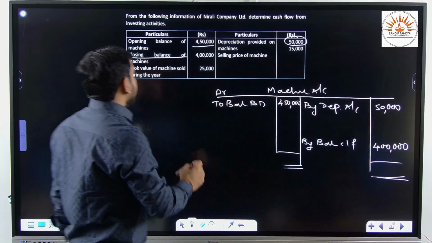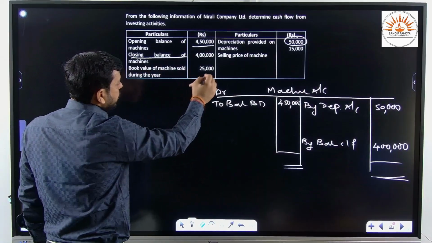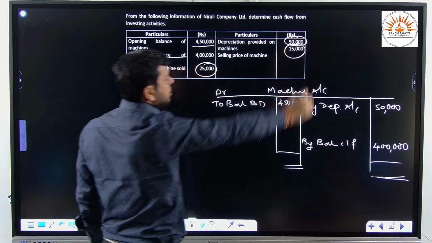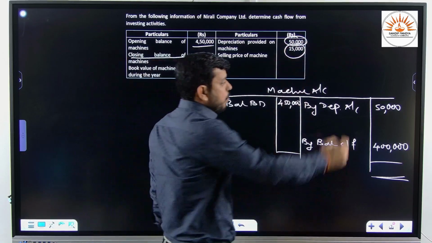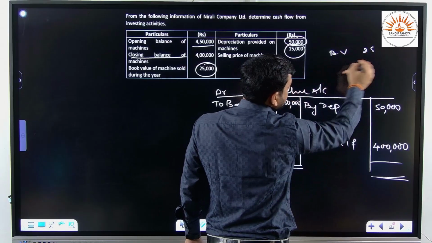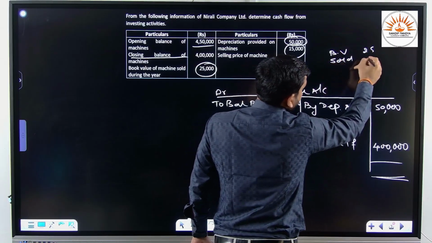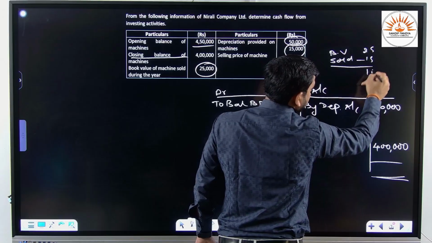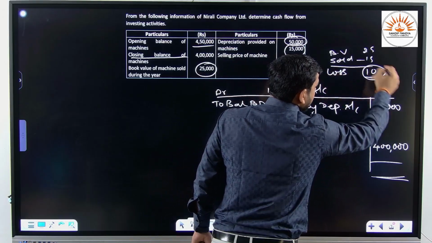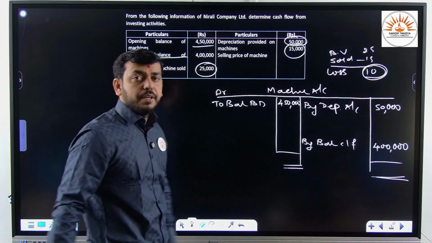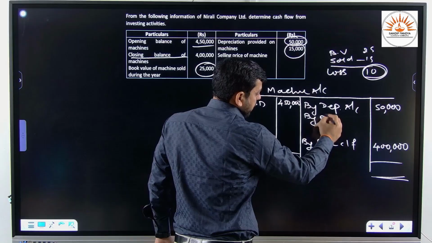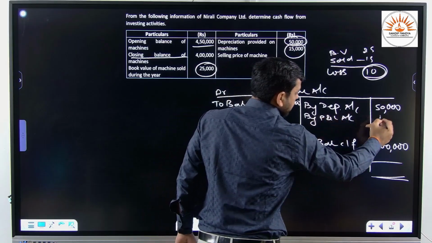One more piece of information is given. Book value of machine sold during the year, that is 25,000, whereas selling price is 15,000. So what we can say here, book value which was 25,000 is sold at a price of 15,000. So the difference of 10,000 is nothing but a loss for us. So these 10,000 rupees we write on the credit side by profit and loss account, that is 10,000.